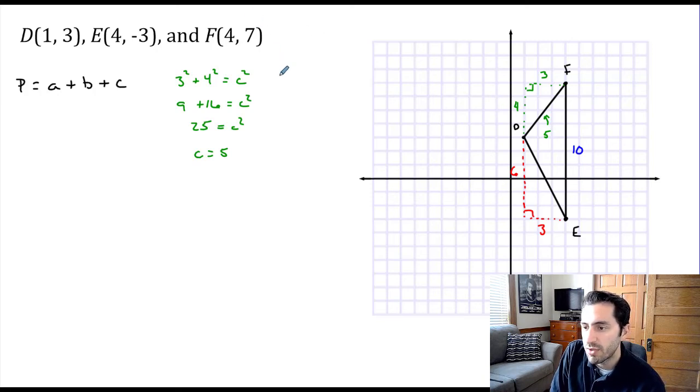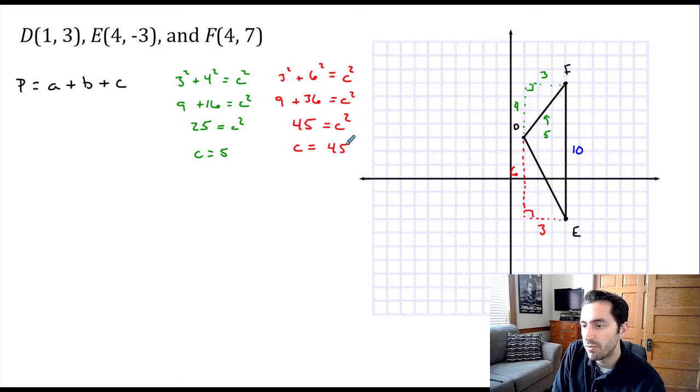And to quickly do that for the second one, 3 squared plus 6 squared, that's equal to the hypotenuse squared. That's 9 plus 36. 9 and 36 is 45. So then our last one, we get the square root of 45 as our side length. That one's not a perfect square, so it doesn't simplify as nice. So I'm just going to leave it as the square root of 45.